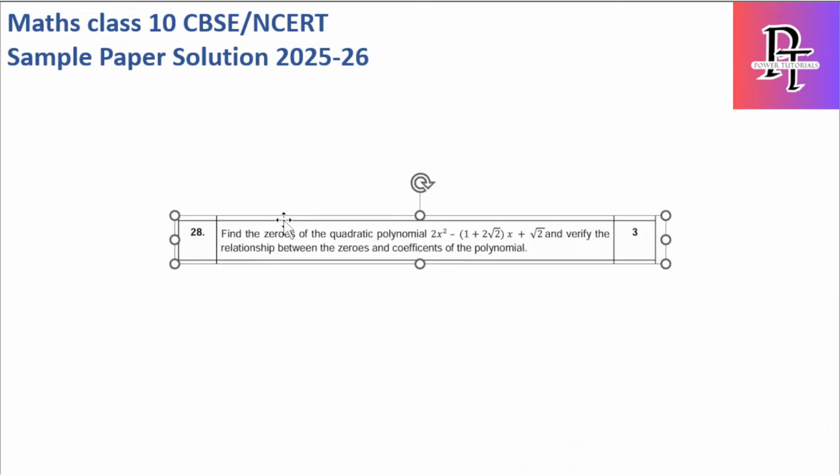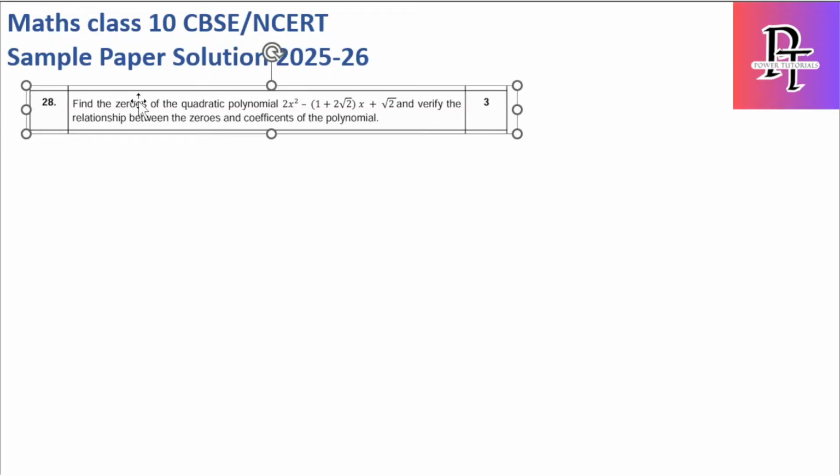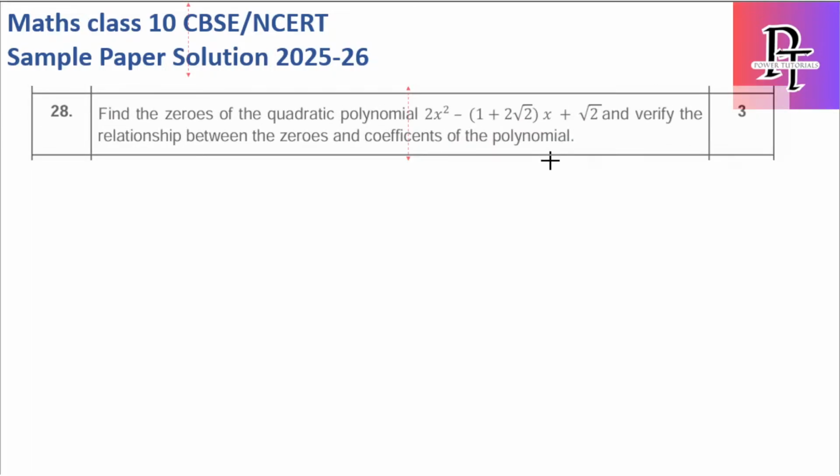Question 28. In this question they are asking to find the zeros of a quadratic polynomial and also to verify the relationship between the zeros and the coefficients of the polynomial. Okay, so let's solve this. To find the zeros of the polynomial, you have to use the factorization method. You can also use the quadratic formula, which I will explain in the 4th chapter. For this chapter, only the factorization will be enough.